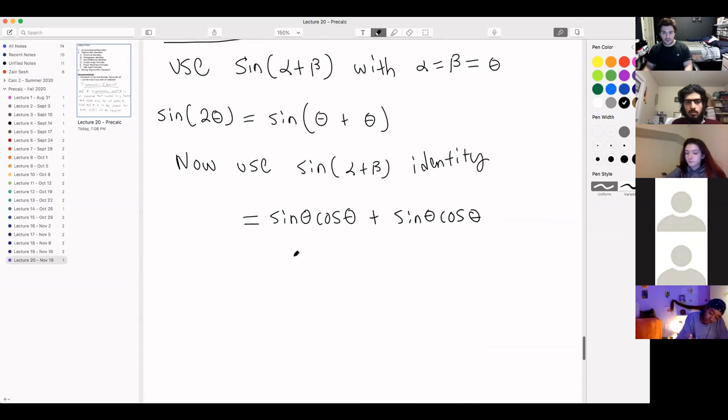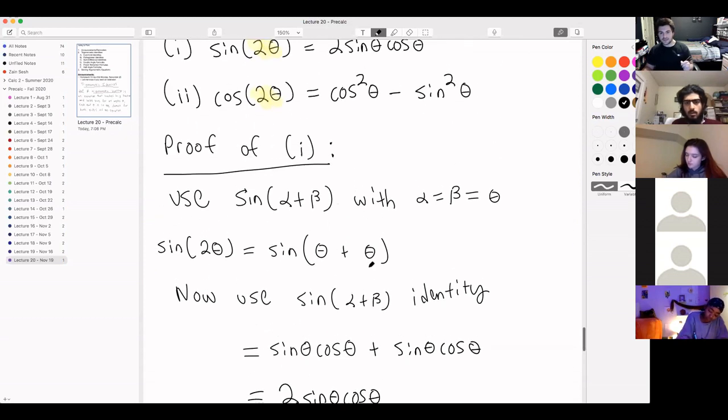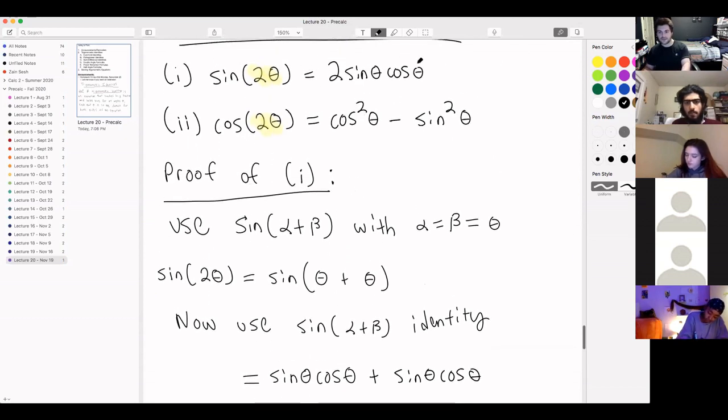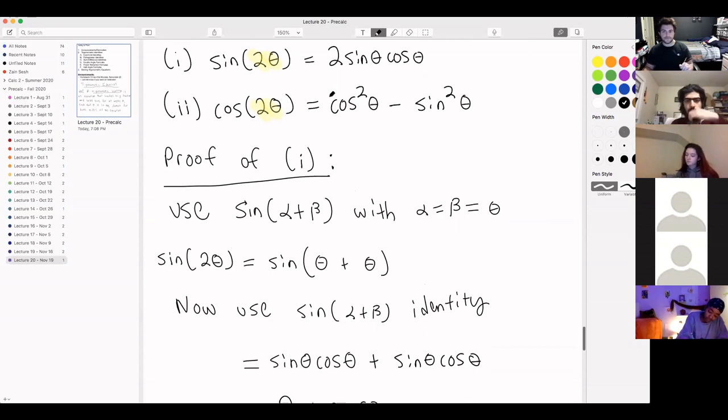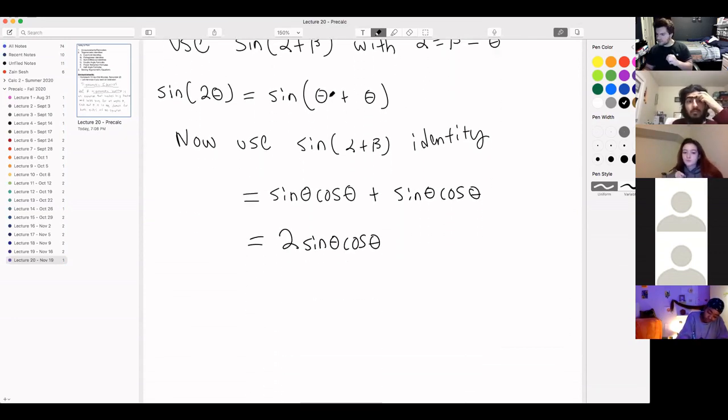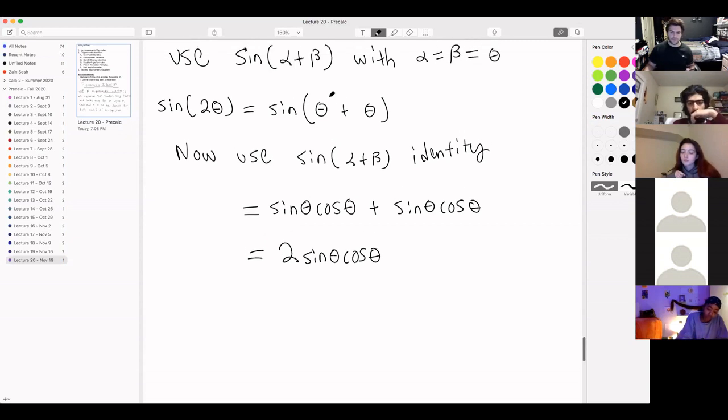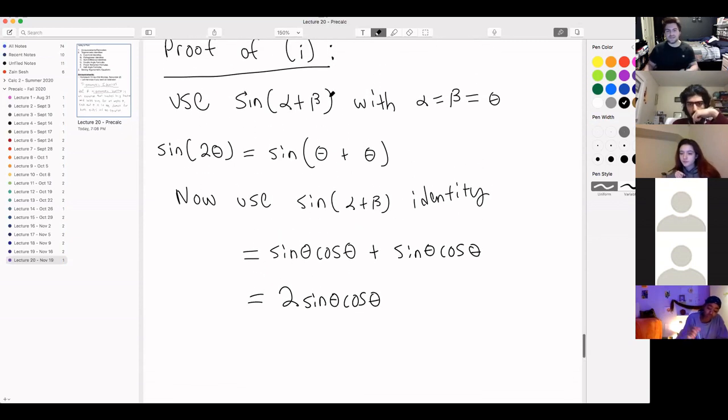Okay, and look here that these are like terms. These are the same. So this is just 2 of them. This is 2 sine theta cos theta. And that's it. That's what we set out to prove. That's the right side here. All right, so any questions on this proof? It's basically an application of the sum formula for sine.